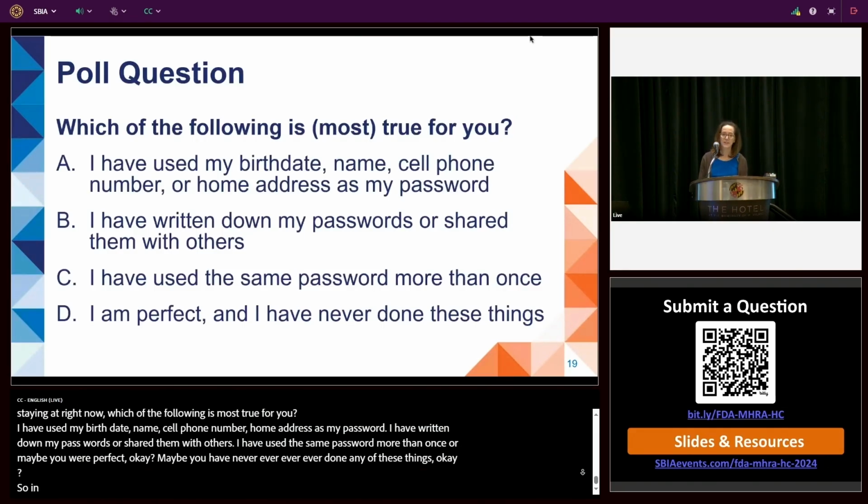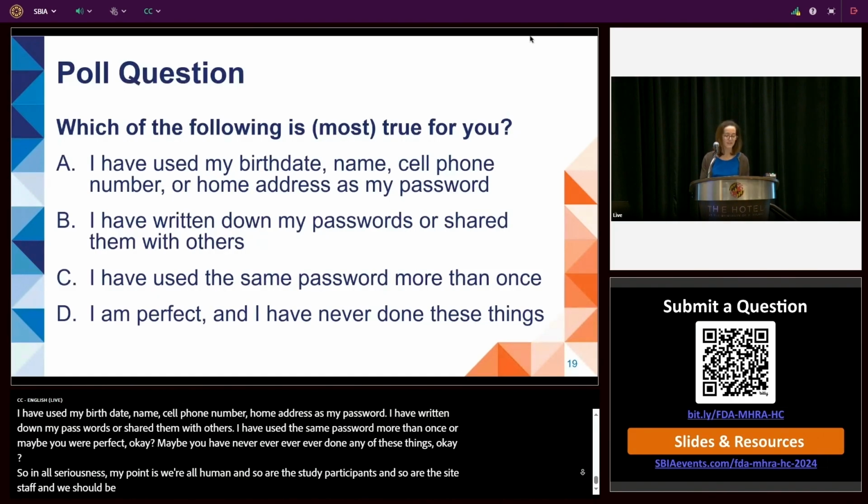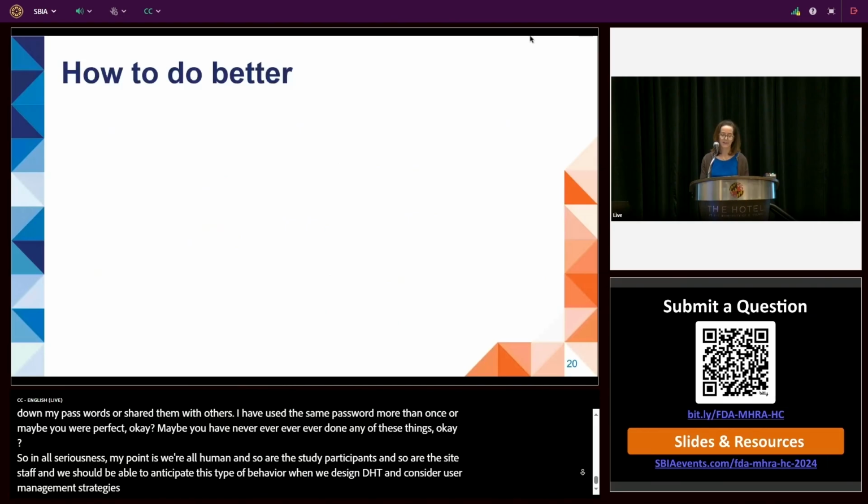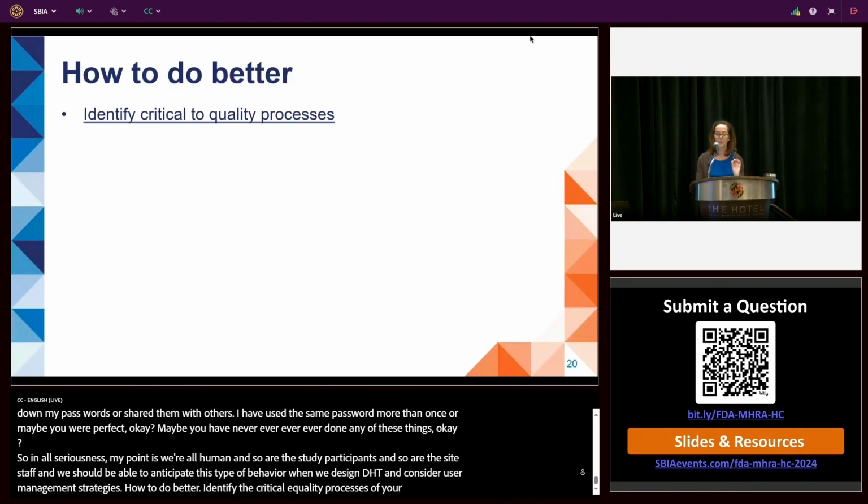And so are the study participants, and so are the site staff. And we should really be able to anticipate this type of behavior when we design DHT and consider user management strategies. Okay, how to do better. So identify the critical to quality processes of your trial. That's where you should focus your time and your attention from the beginning.